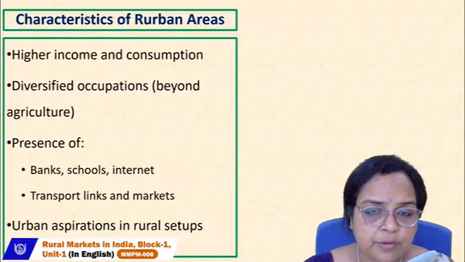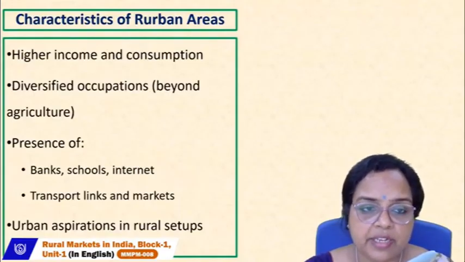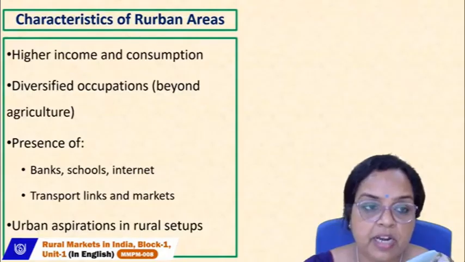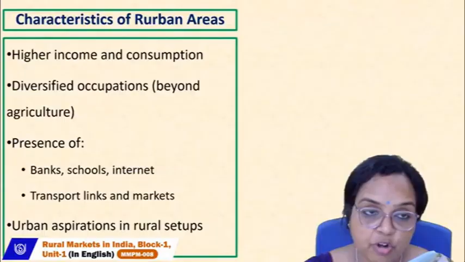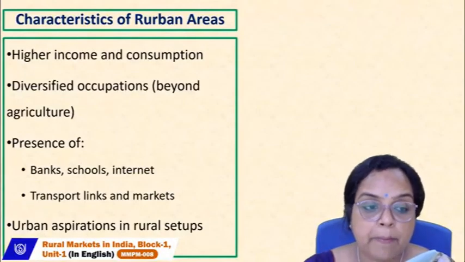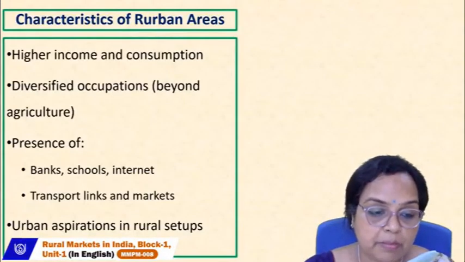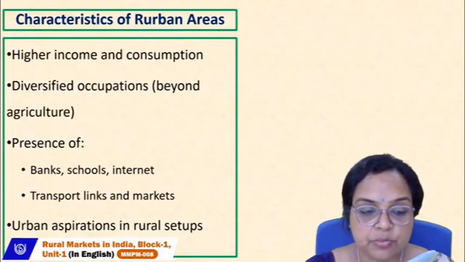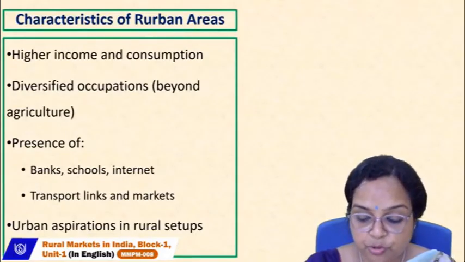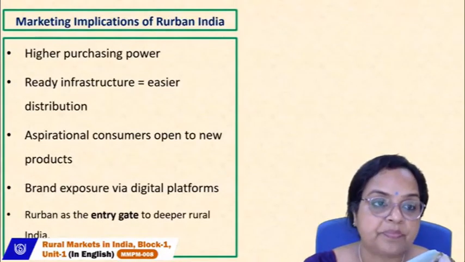What are the characteristics of Rurban areas? They have higher income and consumption rate, diversified occupation, in the sense that they have non-farming jobs also, presence of banks, schools and internet, transport links and markets, and urban aspiration in a rural setup. The consumers are aspiring for more new products in their setup.